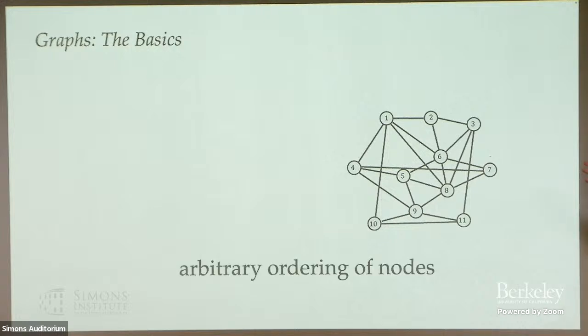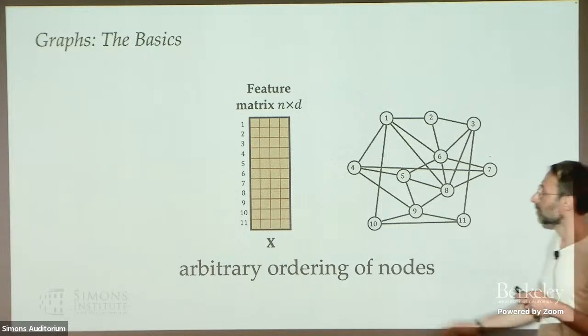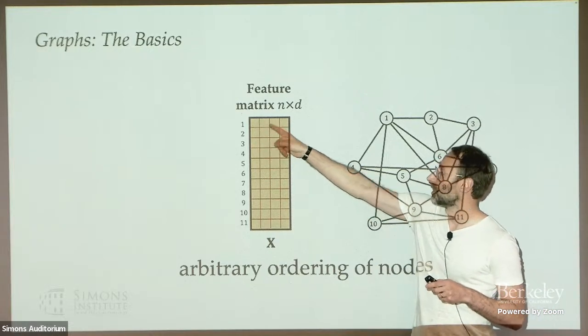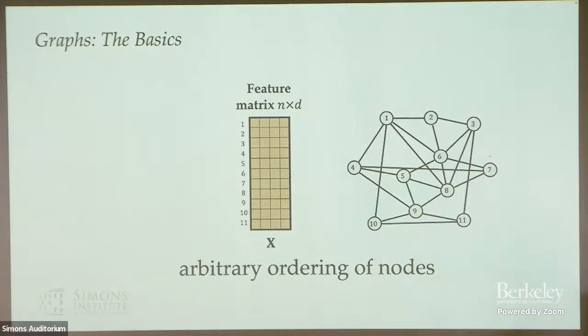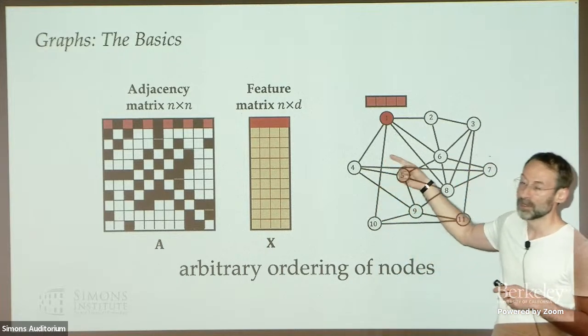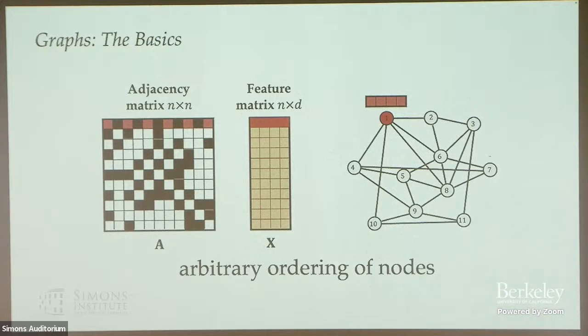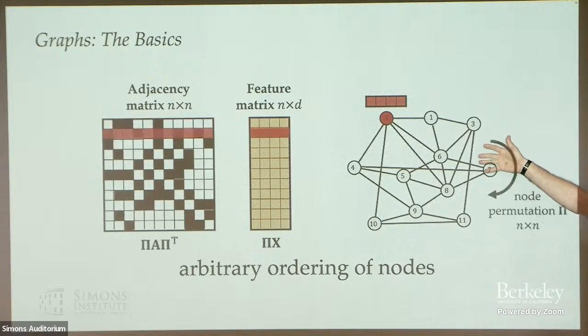I can order the nodes of the graph in some way, and then I can represent the features as a matrix of size n by d. Every row here is the d-dimensional feature vector associated with a node, and then the structure of the graph can be represented as the adjacency matrix. In position ij, I will have a 1 if there is an edge connecting nodes i and j, and 0 otherwise. Because we assumed some order, the order can be anything.